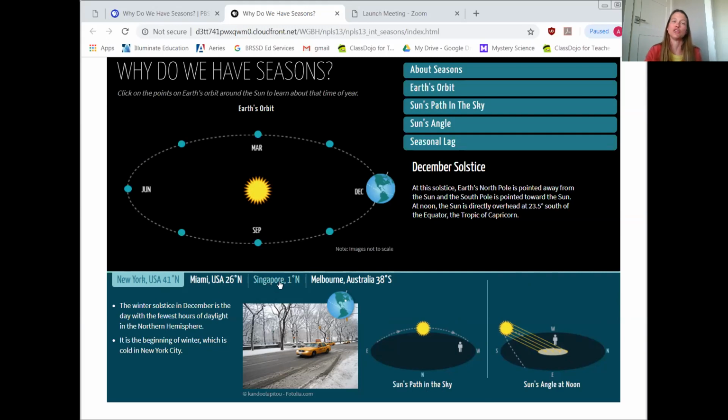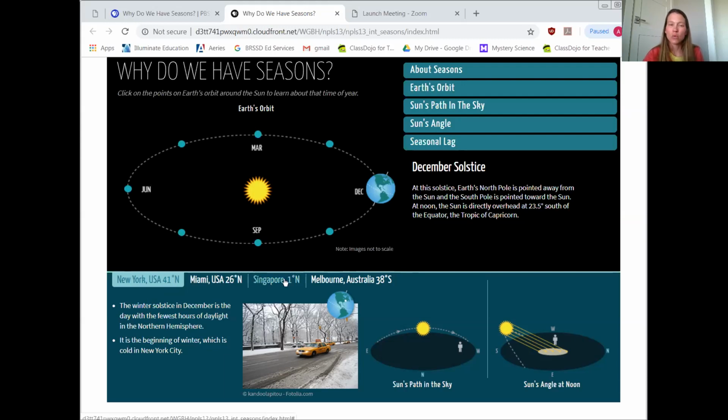Okay, they provide you with 4 cities to investigate. New York is going to be very similar to California. New York is located at 41 degrees north, which means 41 degrees north of the equator. San Francisco, the Bay Area, is at about 38. So we are similar to New York. So if you want to get an idea of what we have in terms of our orbit and sun angle and sun path in the sky, New York is a good comparison.